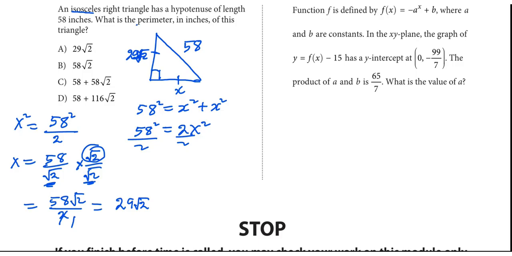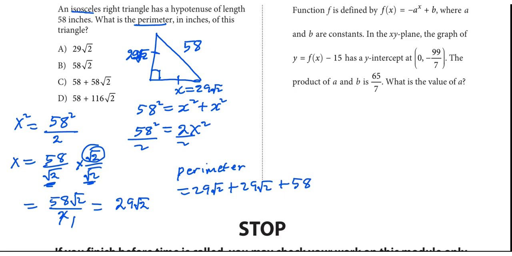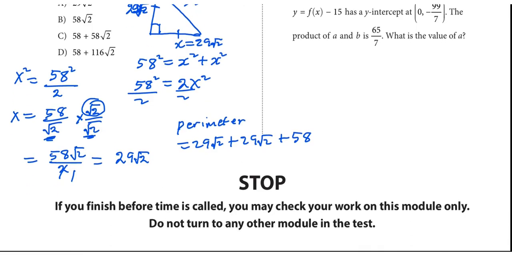So to find the perimeter, we simply need to add, so this is also 29 root 2. So perimeter will be equals to 29 root 2 plus 29 root 2 plus 58. So 29 root 2 plus 29 root 2 is 58 root 2.